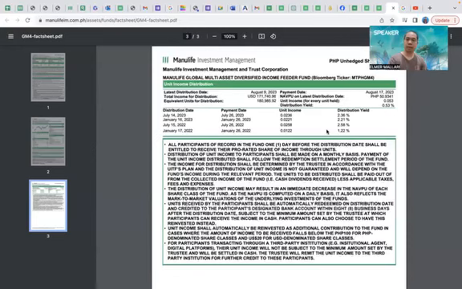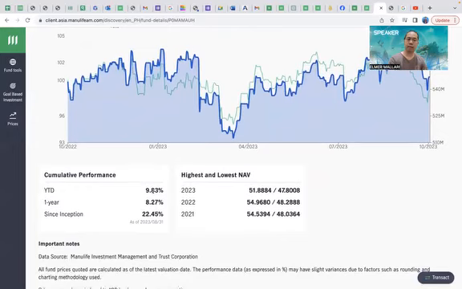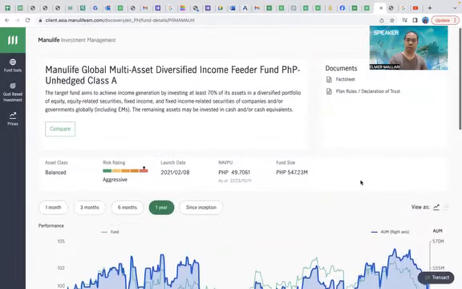So 4.57% plus the capital growth of 9.83%. So it's more than 14%, so it's 14.4% in just less than 10 months. In more or less 10 months, 14% return. So these are the details of this particular fund. This fund is called the Global Multi-Asset Diversified Income Feeder Fund.